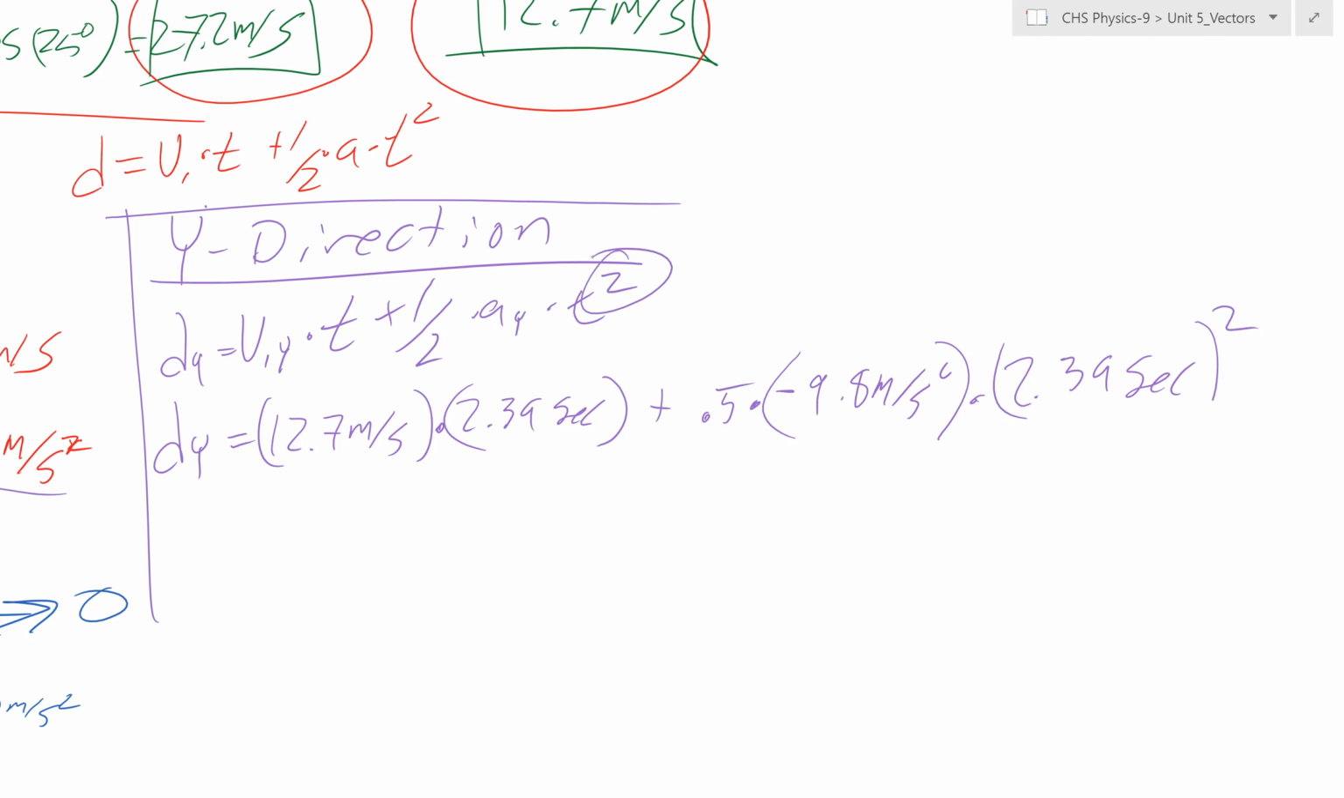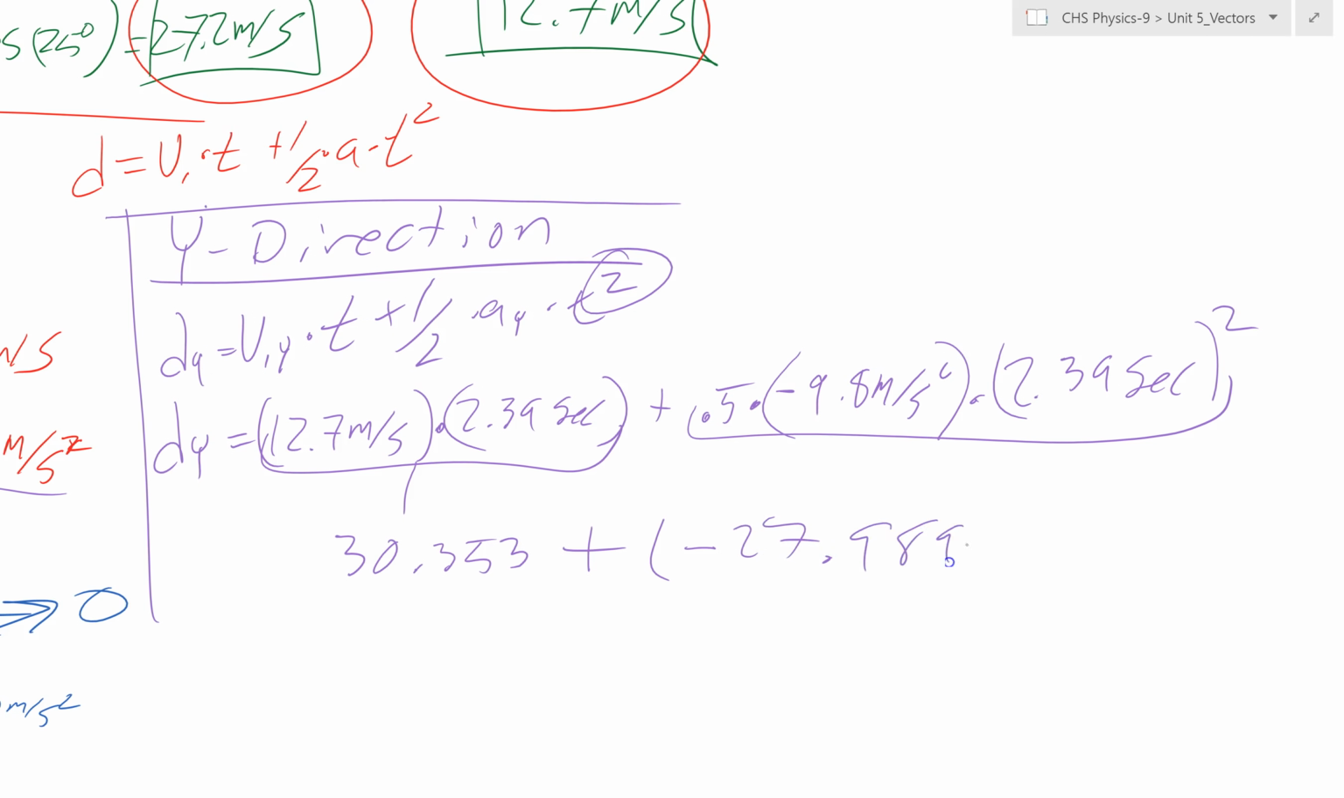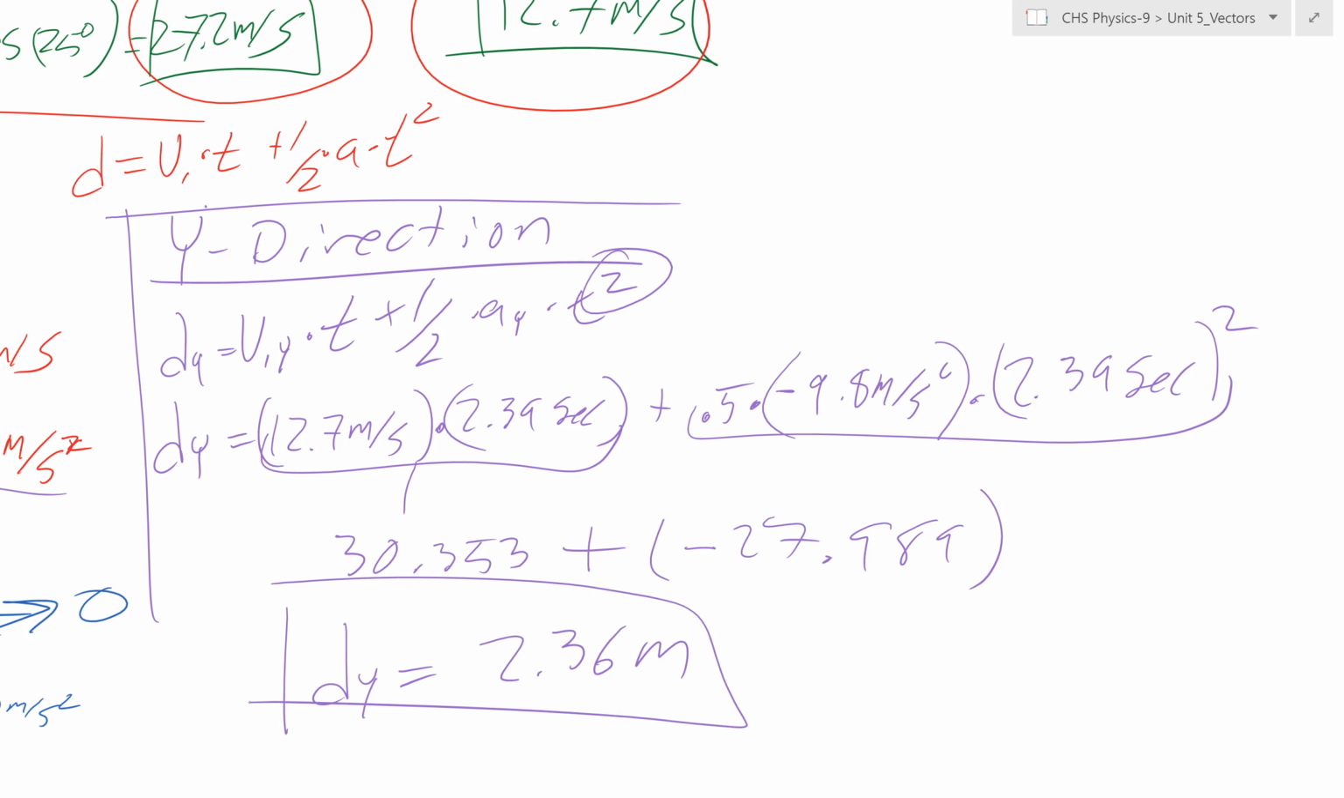All right. Then if we do some simplification, this whole piece right here becomes 30.353. This whole piece here becomes negative, parentheses there, 27.989. And then we add those together, and the displacement in the y direction is 2.36 meters, which is a little bit higher than my door. So hopefully you have some hops in order to get that ball. The end.